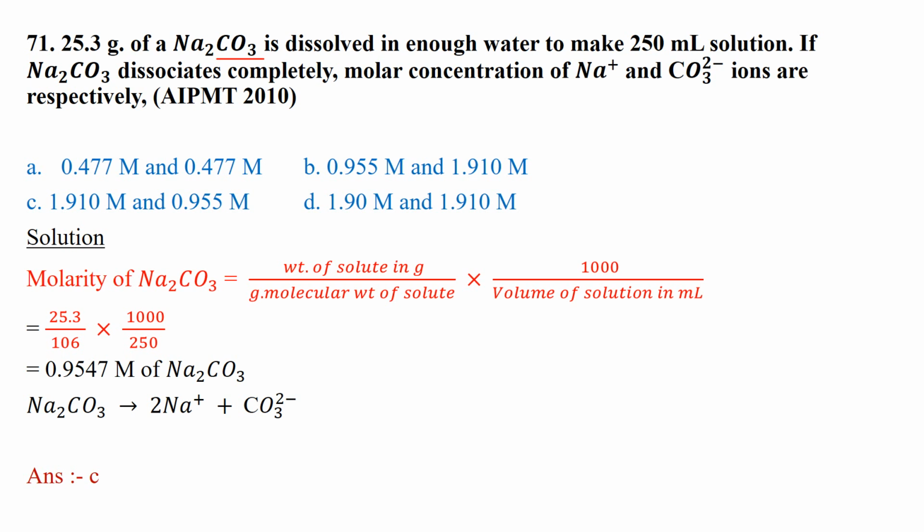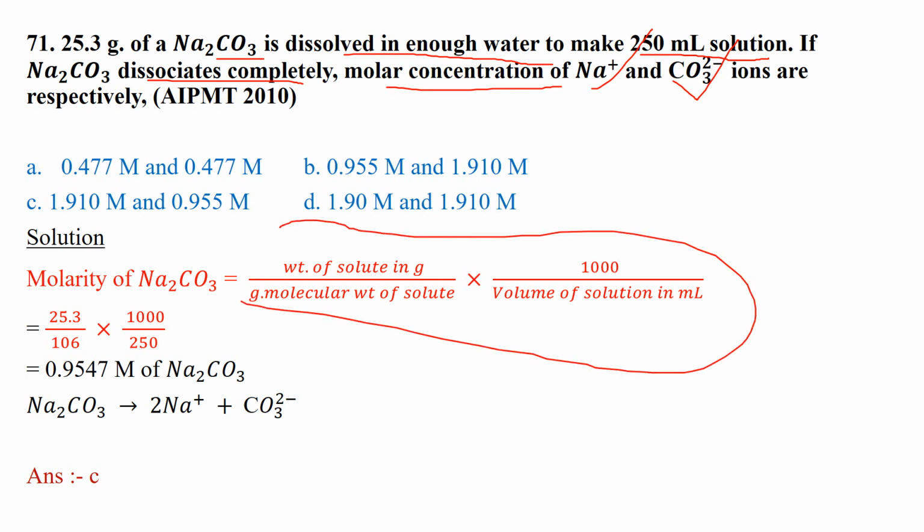25.3 gram of sodium carbonate is dissolved in enough water to make 250 ml solution. If sodium carbonate dissociates completely, then the molar concentrations of sodium ion and carbonate ion are respectively? We have to calculate the molar concentration of sodium ion and carbonate ion. First of all, calculate the sodium carbonate concentration in molarity.